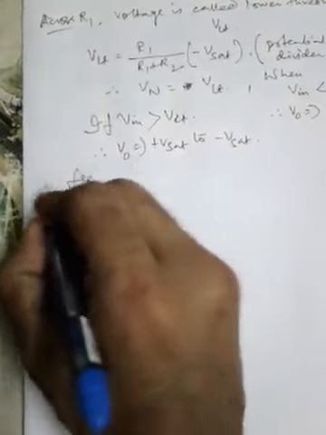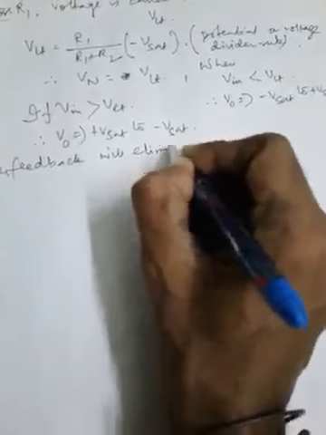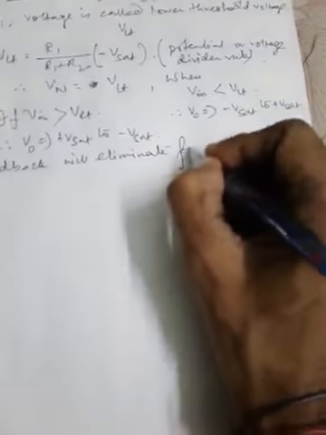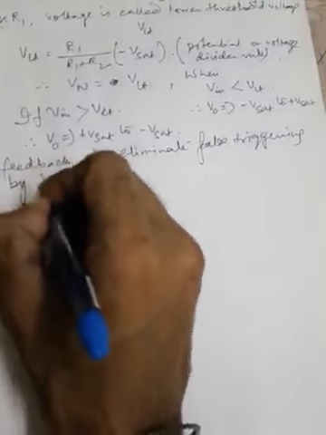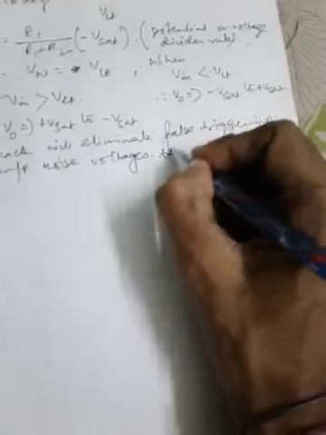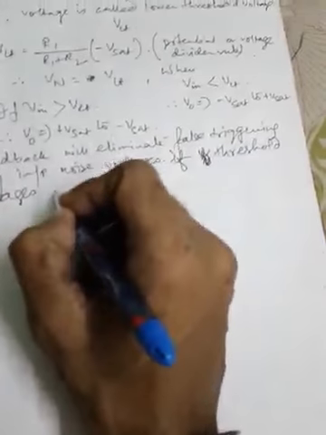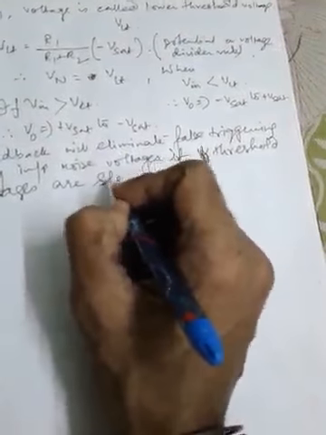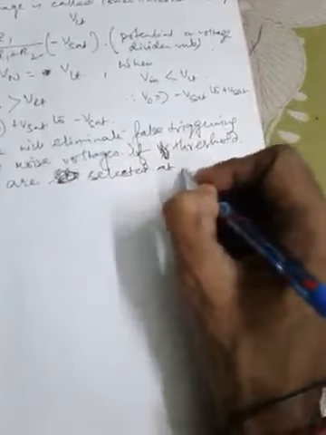So positive feedback will eliminate false triggering by input noise voltages, if threshold voltages are selected at sufficient levels.